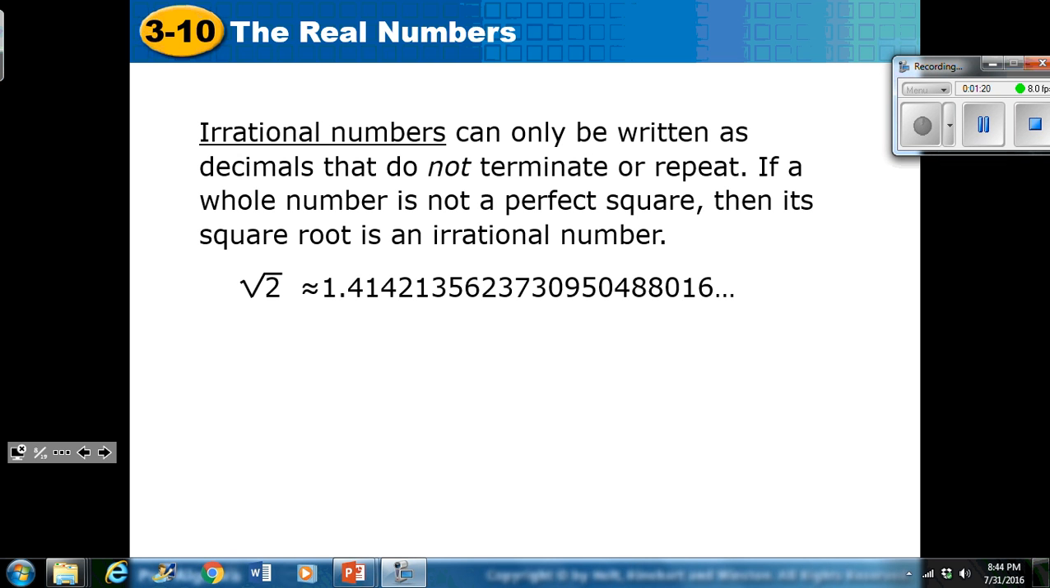Irrational numbers can only be written as decimals that do not terminate or repeat. Remember, terminate means ends. If a whole number is not a perfect square, then its square root is an irrational number. As an example, if you put the square root of 2 in your calculator, it's going to give you about that much of it. Put it in a better calculator, it'll give you more, but it never terminates, meaning ends, or repeats. So the square root of 2 is considered an irrational number. So are all the other square roots that are not perfect squares.